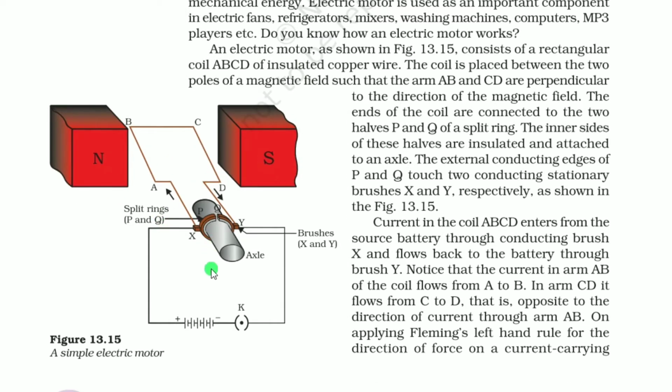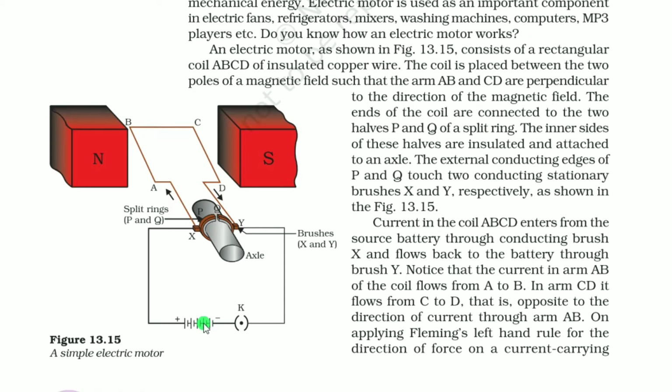Now what is happening here? You can see there is a cell. A combination of cells means a battery. The circuit is driven by the battery, and you can see the simple circuit from X to A to B to C, D, Y, and then it comes to the negative terminal of the battery.